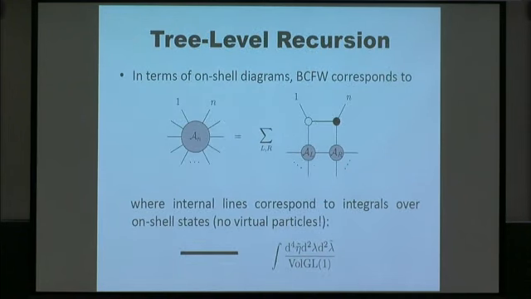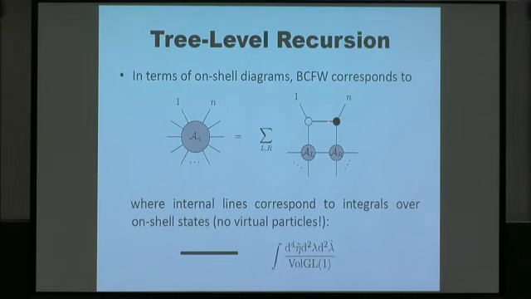Okay. And then in terms of these on-shell diagrams, the BCFW recursion relations that I just described for you can be represented as follows. One simply sums over all factorizations into lower point amplitudes connected by what's called a BCFW bridge, where legs 1 and n are the two legs whose momenta are being shifted in some sense.